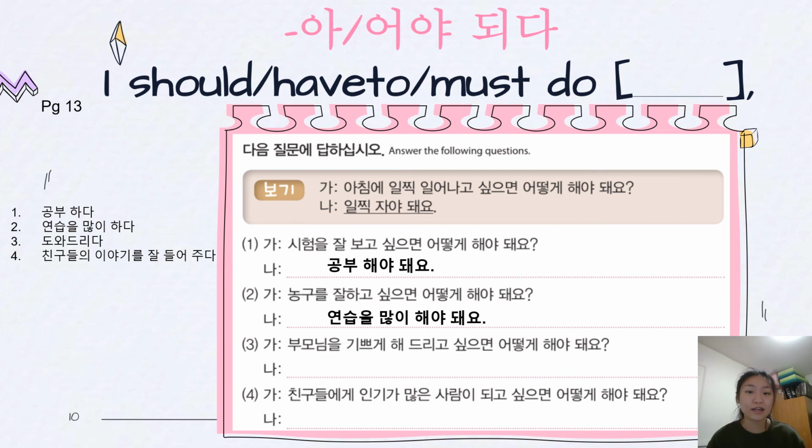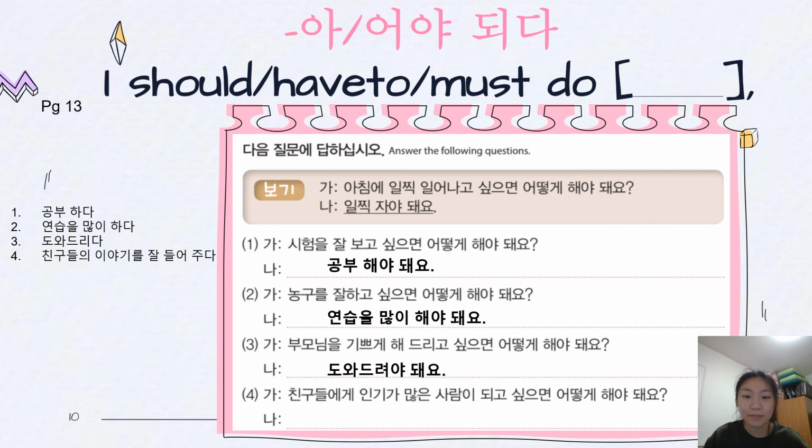부모님을 기쁘게 해드리고 싶으면 어떻게 해야 돼요? If you want to make our parents happy, what should we do? We should help them out. Therefore, we would use this sentence: 도와드려야 돼요. We must help them, or we should help them. And let's answer our last question for today.